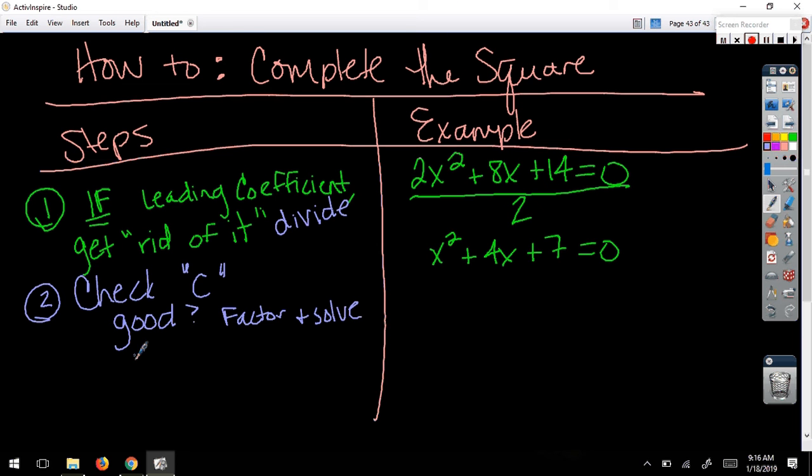Now, if it's a bad C, and if I'm asking you to complete the square, it's going to be a bad C. Okay? So if it's bad, now we would stop here. Don't go any further if it's a good C. But if it's a bad C, I need to move it. I like to move it. Move it where? To the other side.